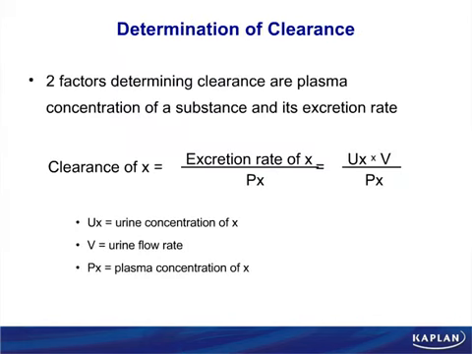Therefore, the 2 factors that determine clearance are the plasma concentration of the substance in the renal vein as well as the excretion rate. So the equation for clearance is the following. And you have to know this equation. You will be asked to calculate it on step 1. Excretion rate over plasma concentration of substance X. Excretion rate we looked at. Excretion rate is the urine concentration of substance X times the urine flow rate over the plasma concentration of substance X. This is the equation for clearance. Be familiar with it. You will be asked to calculate this on the exam.